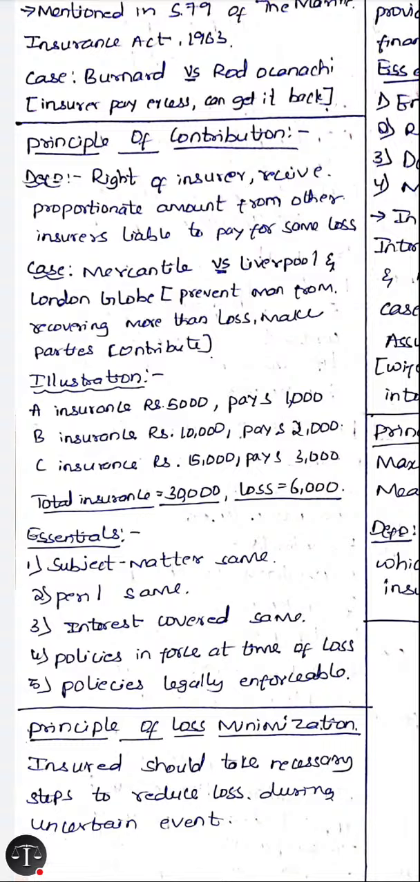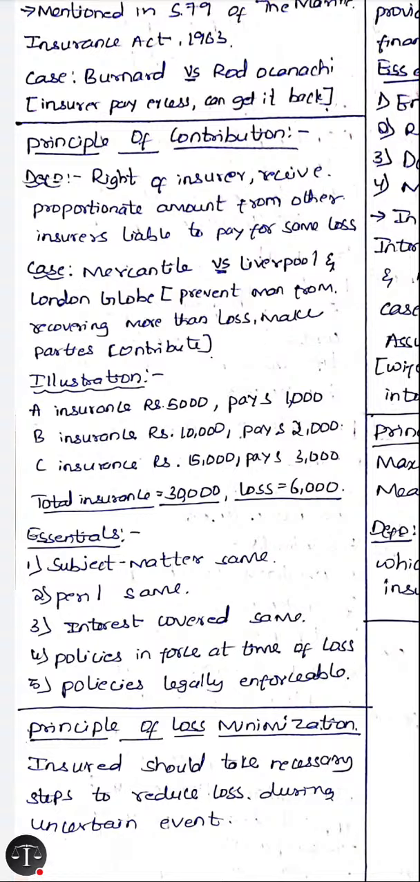Say he has taken insurance from 4 companies, so these 4 companies collectively will pay the loss. He cannot take the full amount from each company. He will have to take collectively from all of the companies. There is a case law, Mercantile versus Liverpool and London Globe. In this case, it was held why the principle of contribution is necessary. It was said that to prevent a man from recovering more than his loss, and to make the parties contribute to pay, this principle was brought.